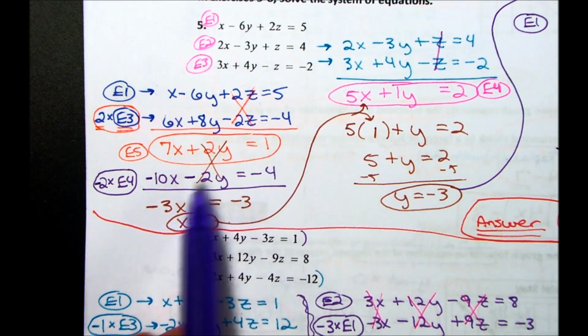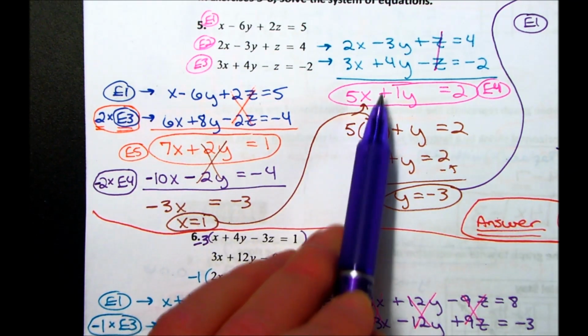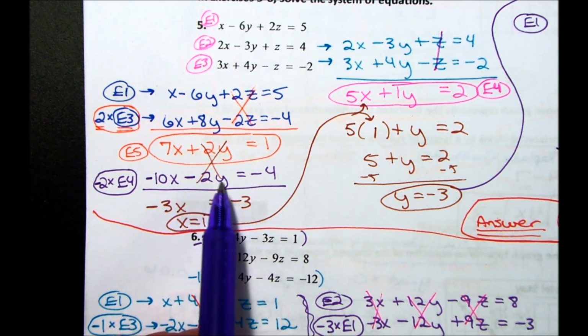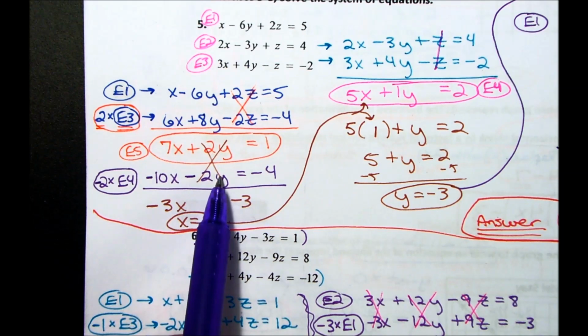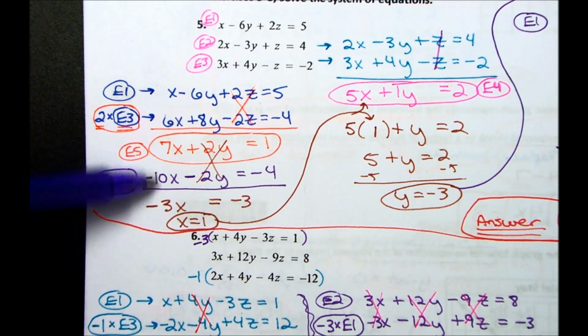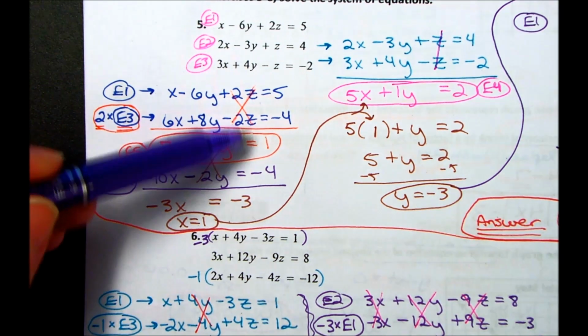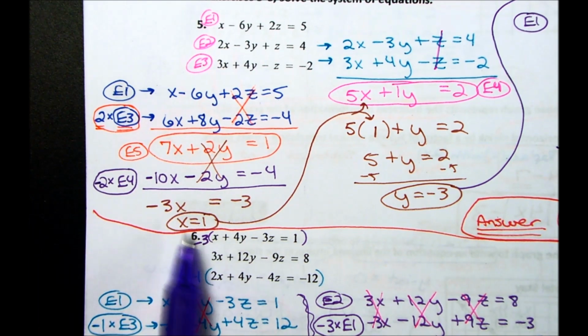5 times negative 2 would be negative 10x. 1 times negative 2 is negative 2y. 2 times negative 2 is negative 4. So then now my y's cancel out nicely. I combine my x's, I get negative 3x. Combine my constants, I get negative 3. Divide both sides by negative 3, and I get my solution for x is 1.